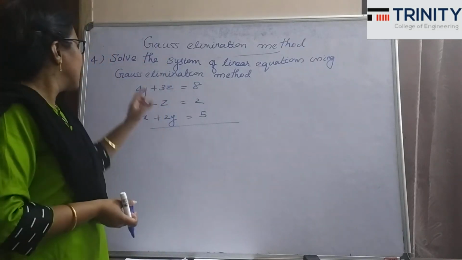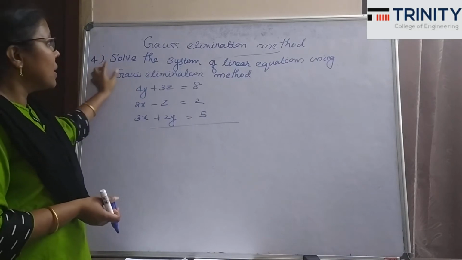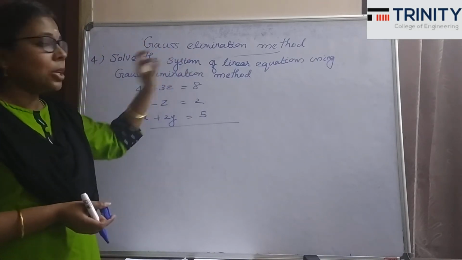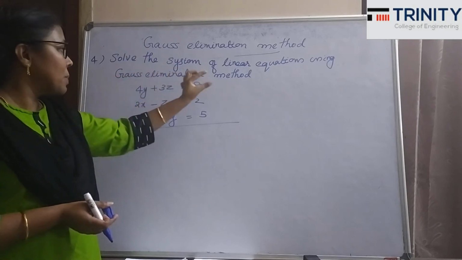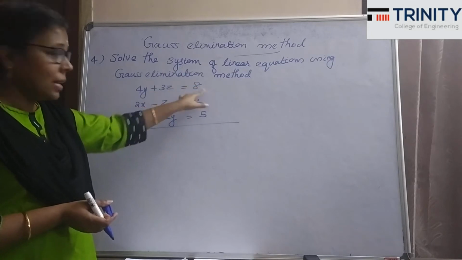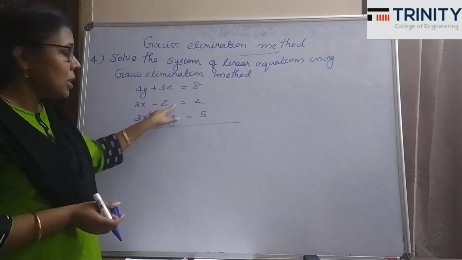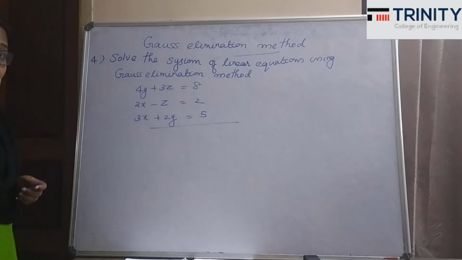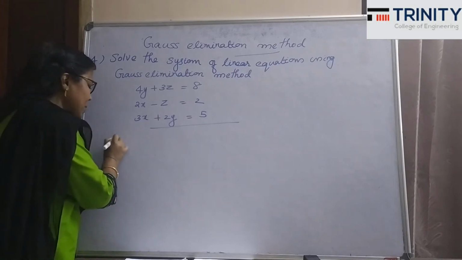Hi, our fourth question in Gauss elimination method. Solve the system of linear equations using Gauss elimination method. Our equations are 4y plus 3z equal to 8, 2x minus z equal to 2, 3x plus 2y equal to 5. First we have to write the augmented matrix AB.